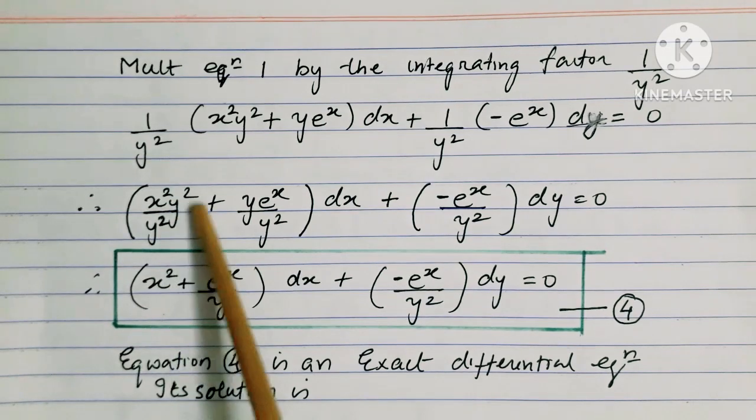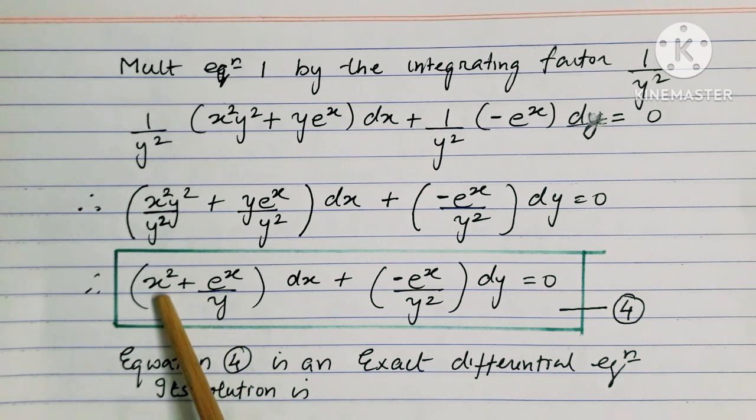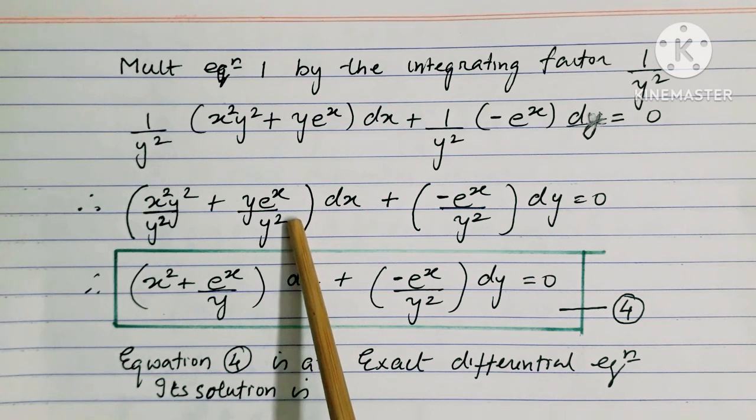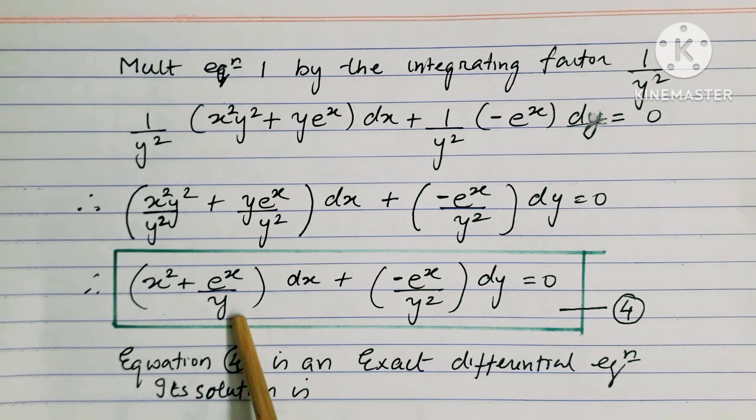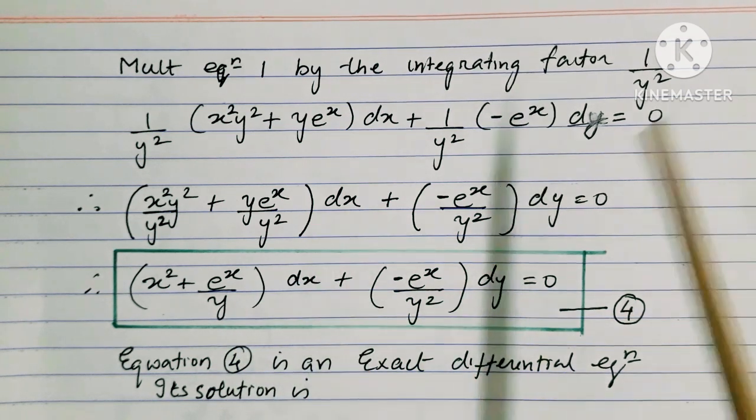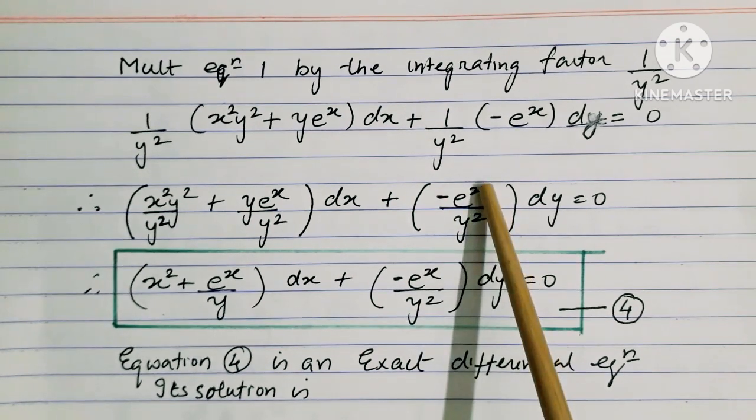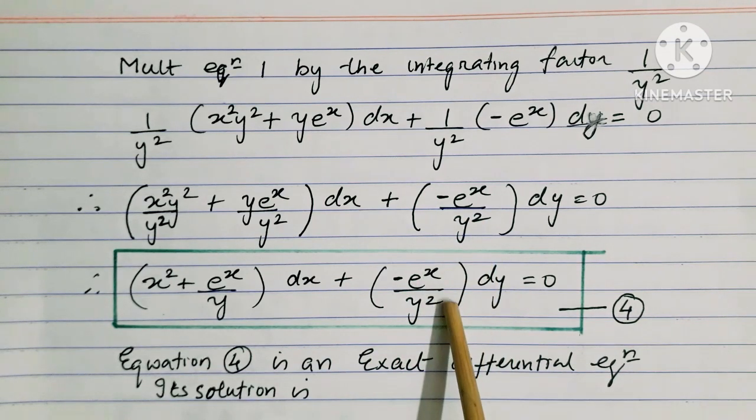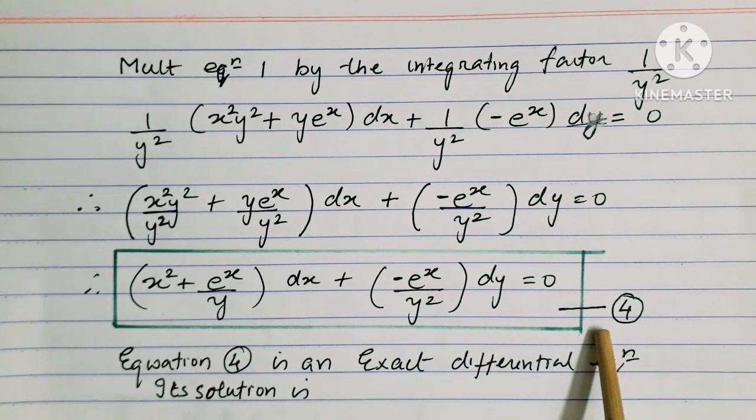Now, in this term, the y square gets cancelled out in the numerator and the denominator. So, we are left with x square plus, now in this term, the y gets cancelled out. So, what is left behind is plus e raised to x upon y dx plus, now in this term there is no common factor, so we'll have to write the entire term as it is. So, this would be plus into bracket minus e raised to x upon y square dy is equal to 0. And let us call this equation 4.